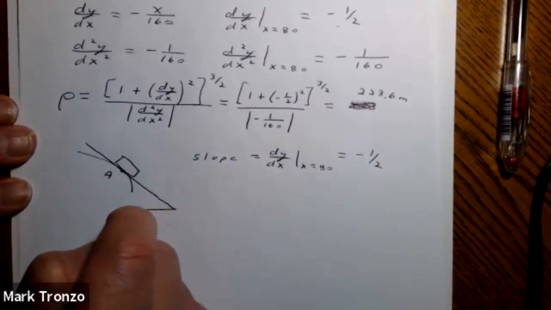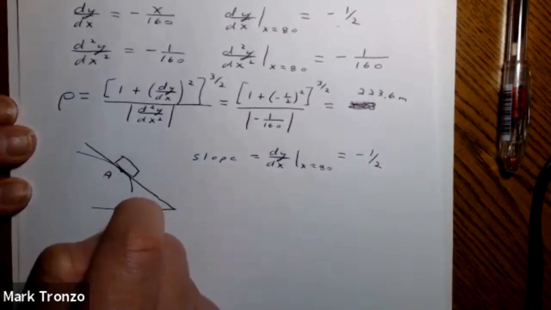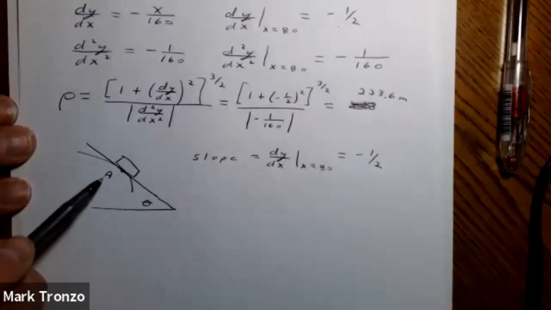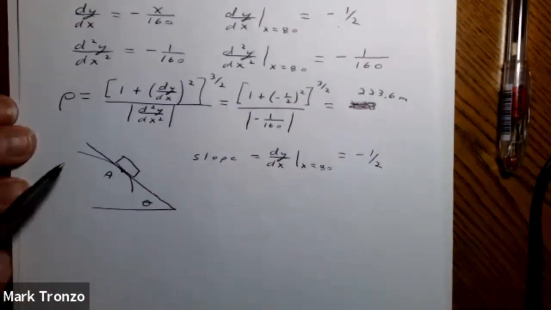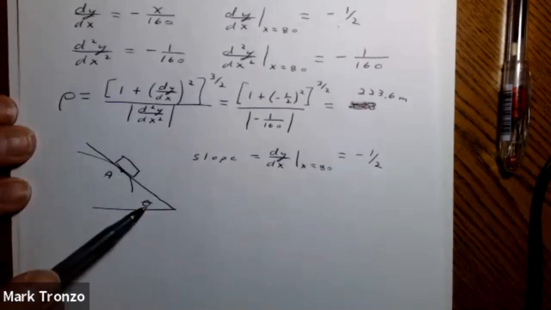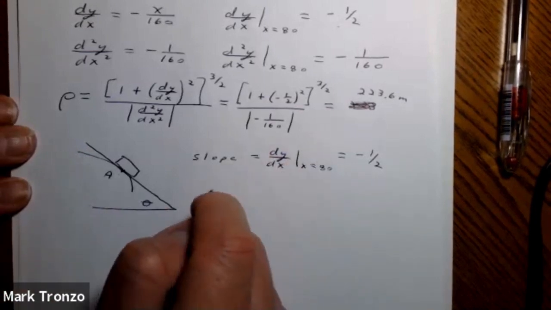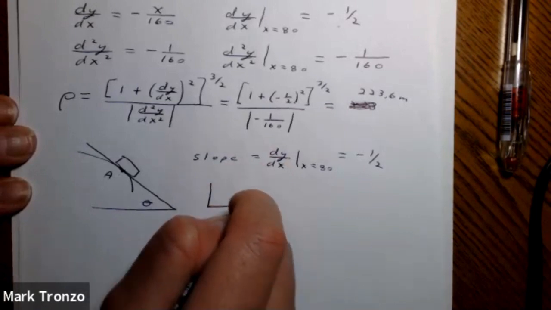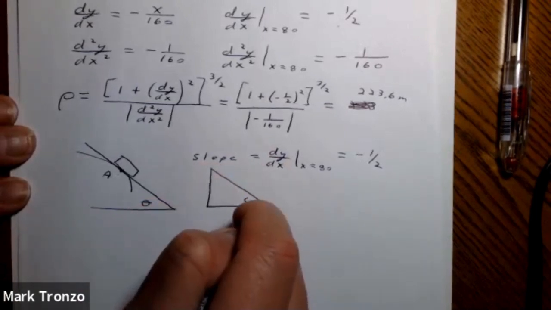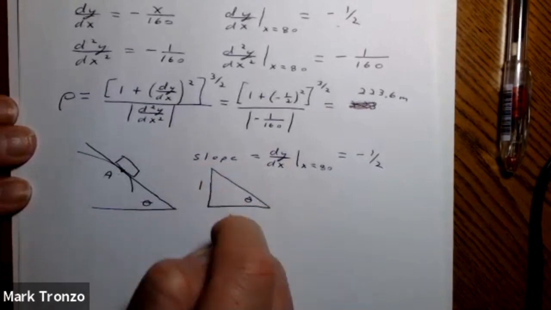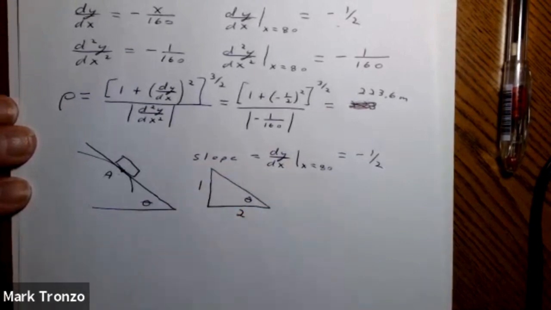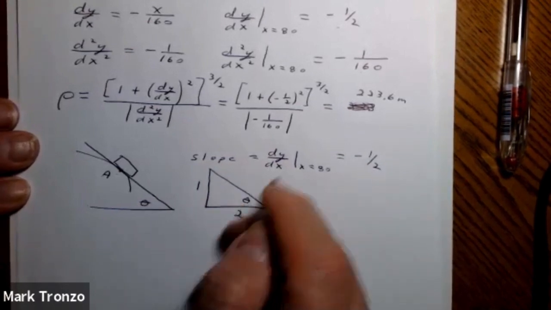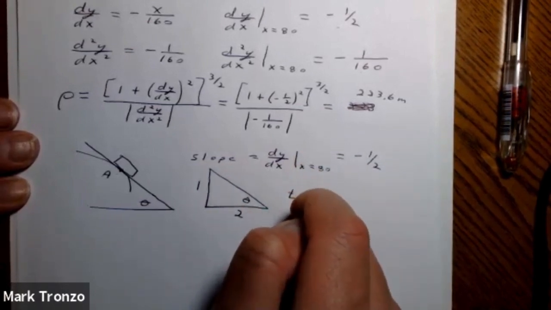So that's like our rise over run. Since it's negative, we're going to go down 1 and over 2. You can sort of think of it, maybe make a little triangle here, down 1 over 2 like this. And so to find theta, of course, we can just do the tangent.